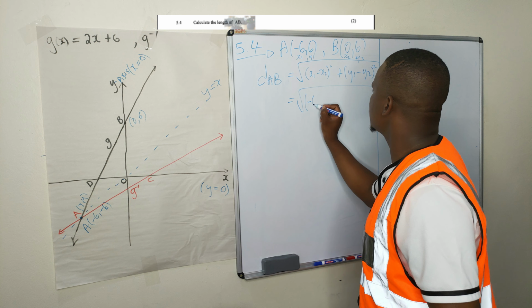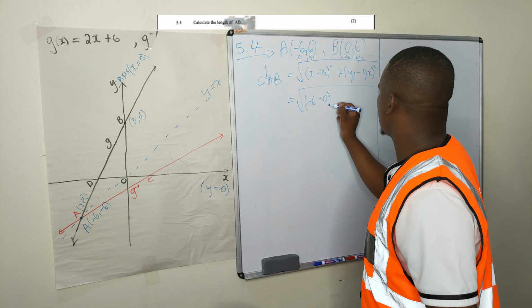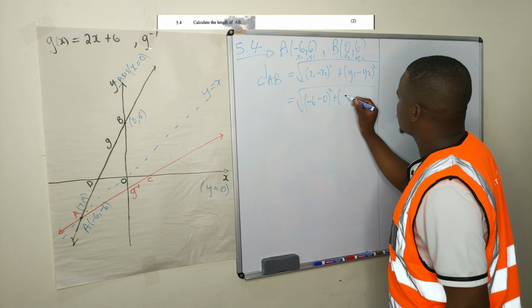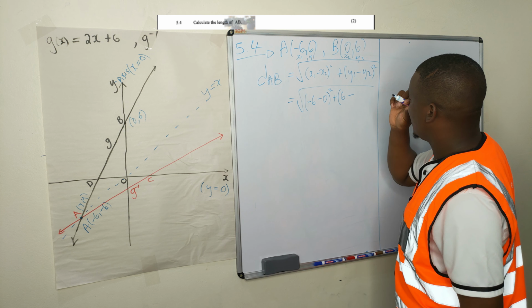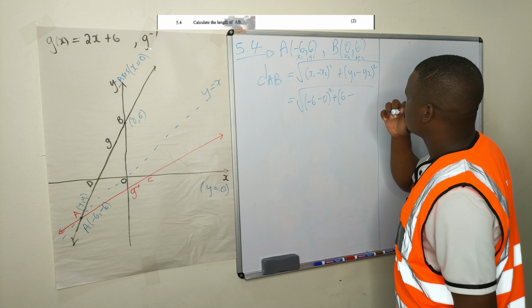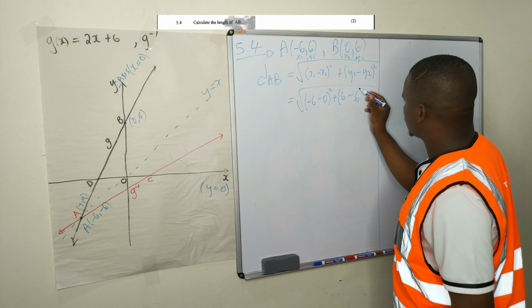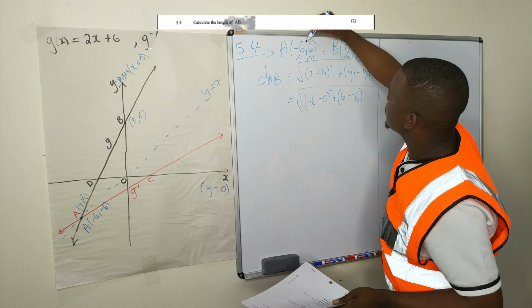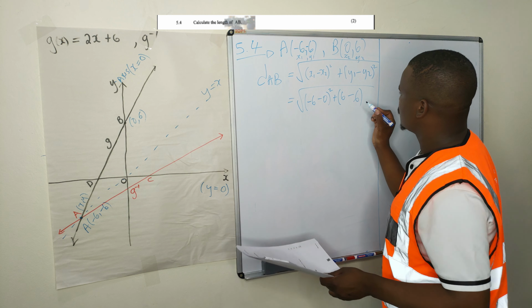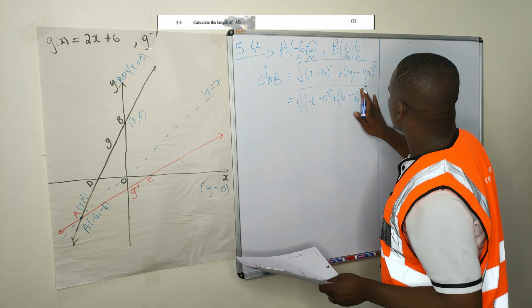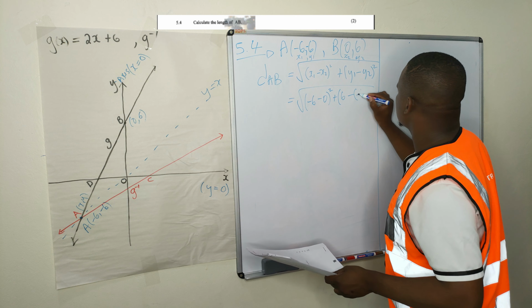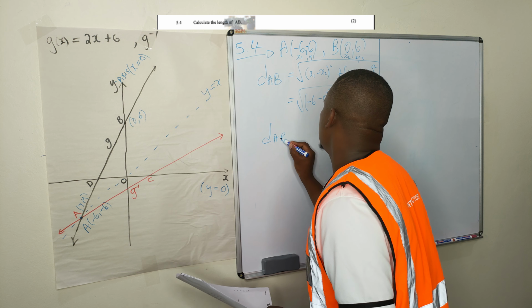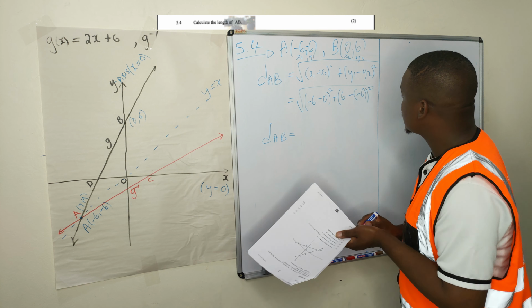x1 minus x2, which is -6 minus 0 all squared, plus y1 minus y2, which is 6 minus... oh, sorry, this is -6 here. So you have 6 minus -6 all squared. So distance AB is equal to this. So you punch this straight on your calculator.